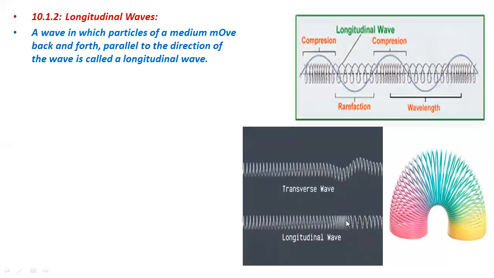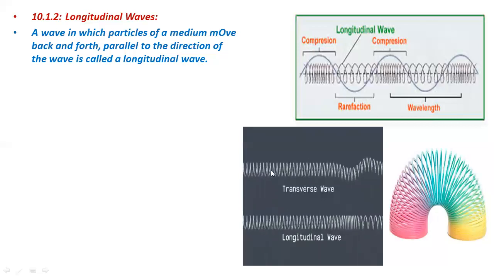You can see here, same like the swing movement, the slinky spring particles also move back and forth. When you hold the slinky spring from this side as well as from this side, and you pull it and then leave it, the slinky spring will produce these types of waves, which are called longitudinal waves. So an example of a longitudinal wave is the slinky spring.